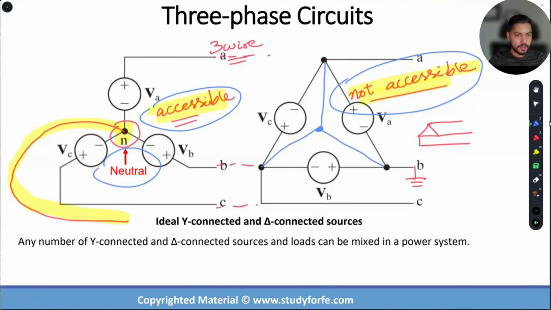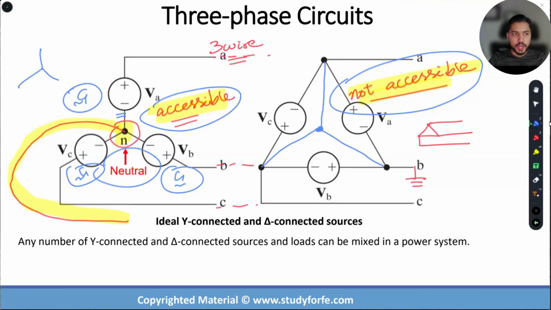Is that clear? How do we identify Y? Y looks like a star, and delta looks like a triangle. But more technically, when we have a Y network, think about these as generators. Okay. These are all generators, 3 single phase generators. We have one of the terminals of the 3 generators connected together. Okay. That's how you can identify Y. And this is an inverted Y like this. Doesn't really matter.